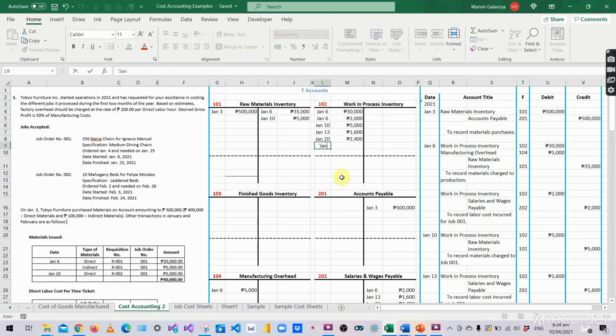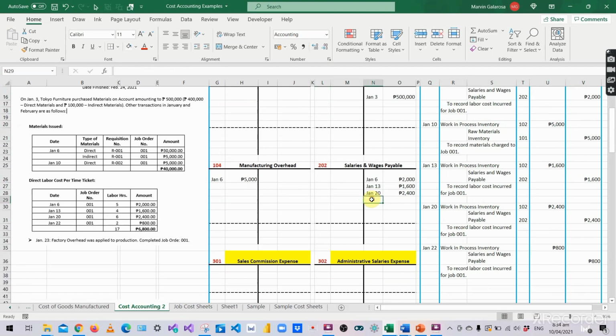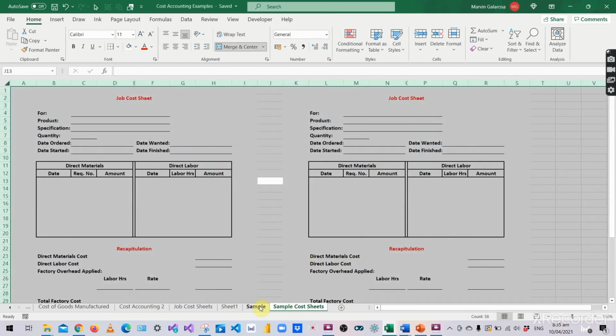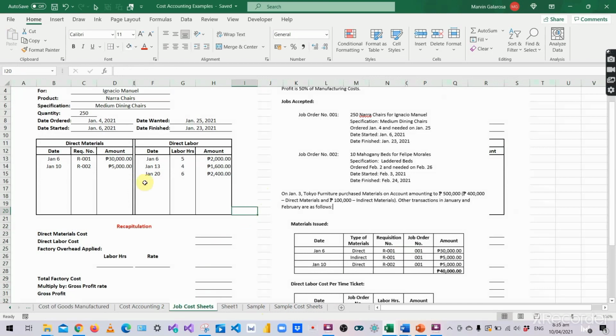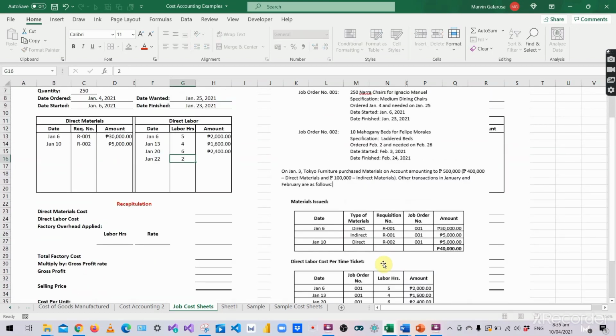So, January 22, ₱800. Ganun din sa salaries and wages sa credit side, January 22, ₱800. After nun, lagay mo yung account number as reference. Then, proceed sa cost sheet. Under ng direct labor, January 22. How many hours? 2 hours. Ang cost is ₱800.